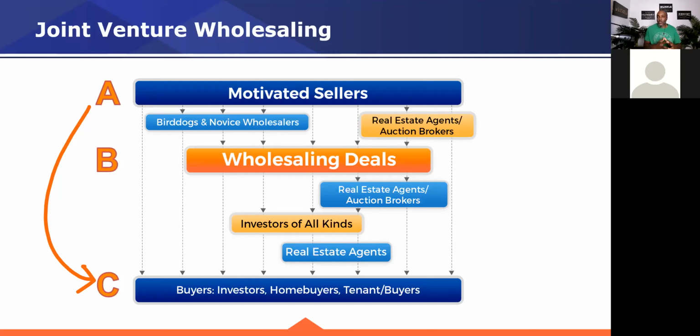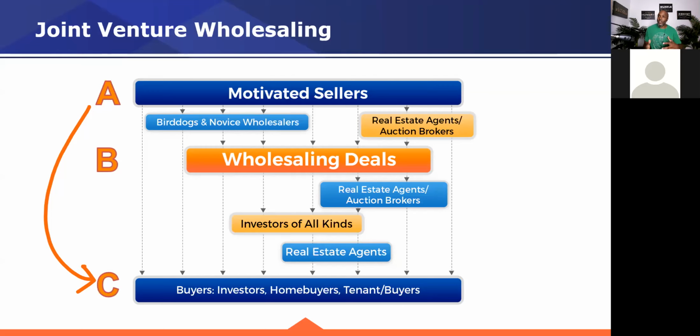So again, wholesaling is a process of you connecting motivated sellers A with wholesale buyers C, with you, the wholesaler B, being in between. Your wholesale buyers can be many different types. It can be investors, they can be home buyers, they can be tenant buyers. And of course, sellers can be motivated by different motivations. They can have a vacant property, could have inherited a property, could be behind on payments, all the different things we spoke about on the previous slide.